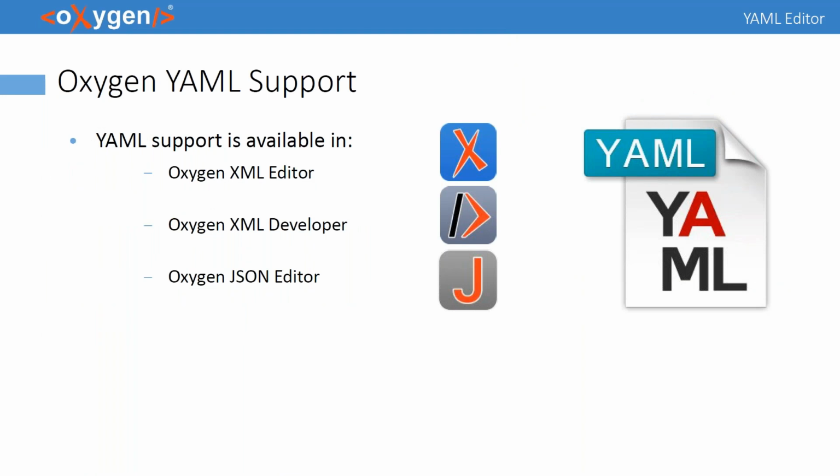So the YAML support in Oxygen is available in 3 products. It's available in Oxygen XML Editor, Oxygen XML Developer, and Oxygen JSON Editor. The JSON Editor is the latest product that we added to the Oxygen products.